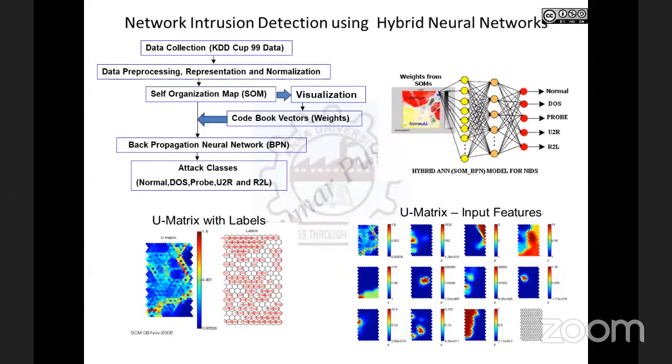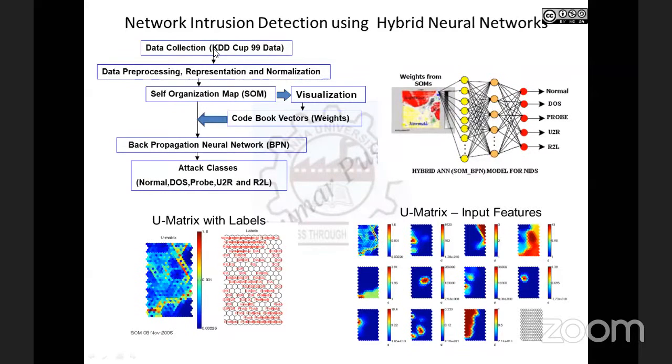So next, another model, which is also our research, in the year 2007, I think. Yes, 2007. So we developed the ANN model, an individual BPN model on one side and a SOM model on another side. So we combined the two models. First, we collected the data.